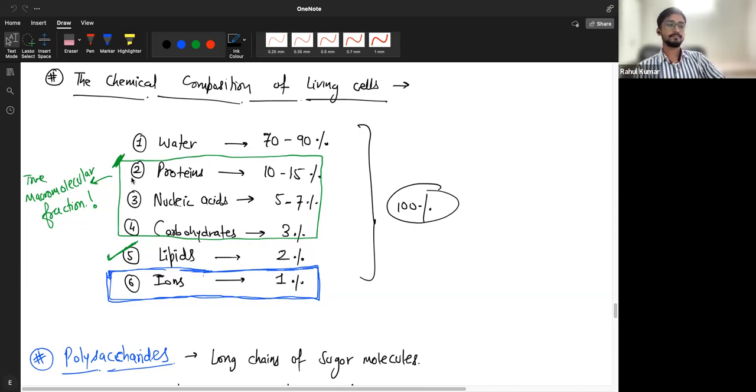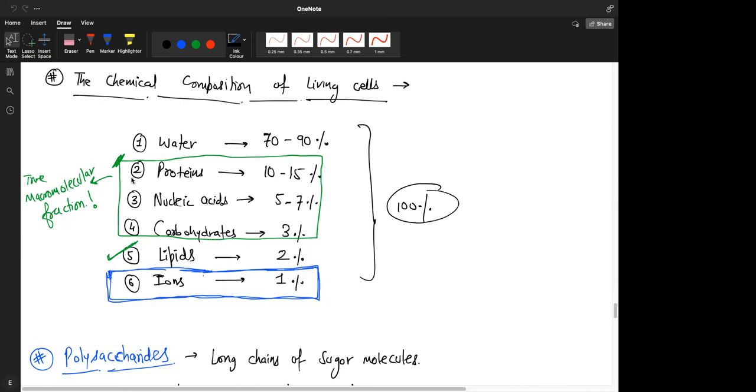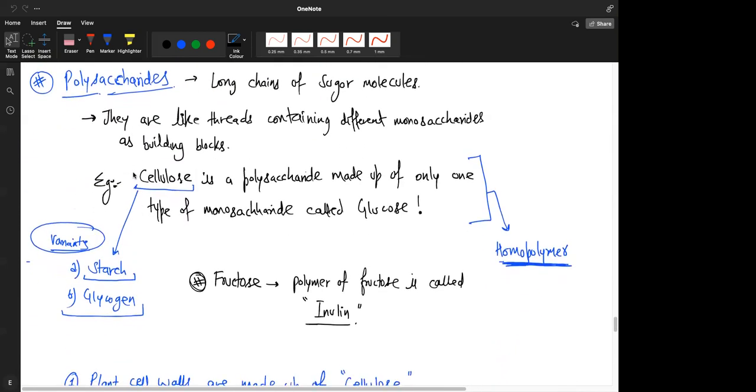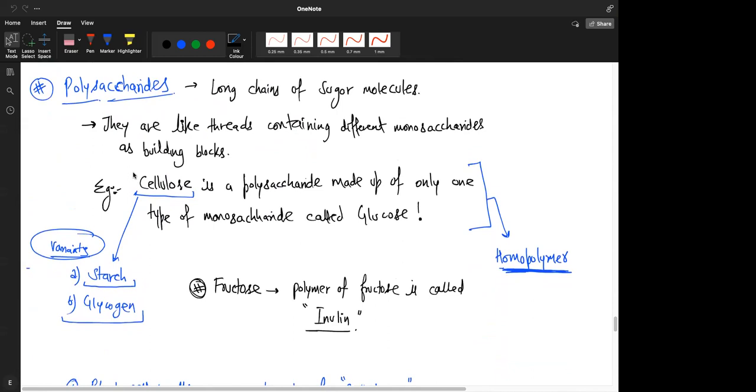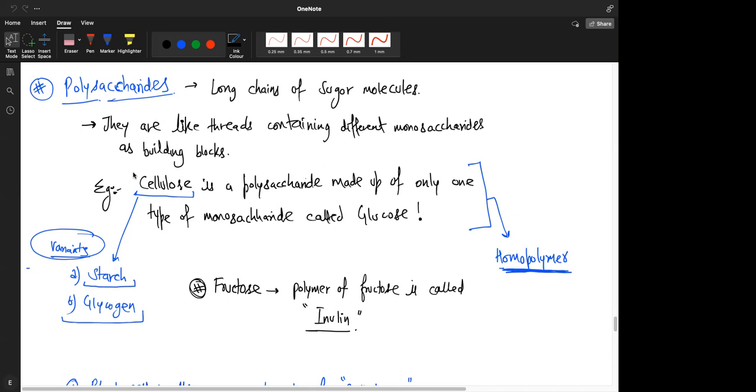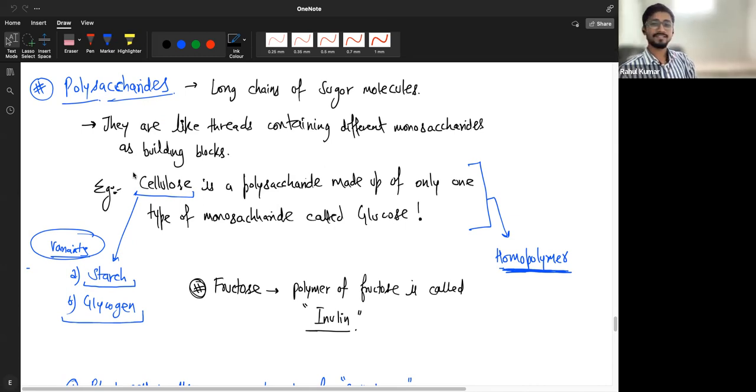Then we started with polysaccharides. These are simply long chains of sugar molecules. They are like a thread containing different monosaccharides as building blocks. For example, cellulose is a polysaccharide made up of only one type of monosaccharide, called glucose. A homopolymer, a polymer of homo.